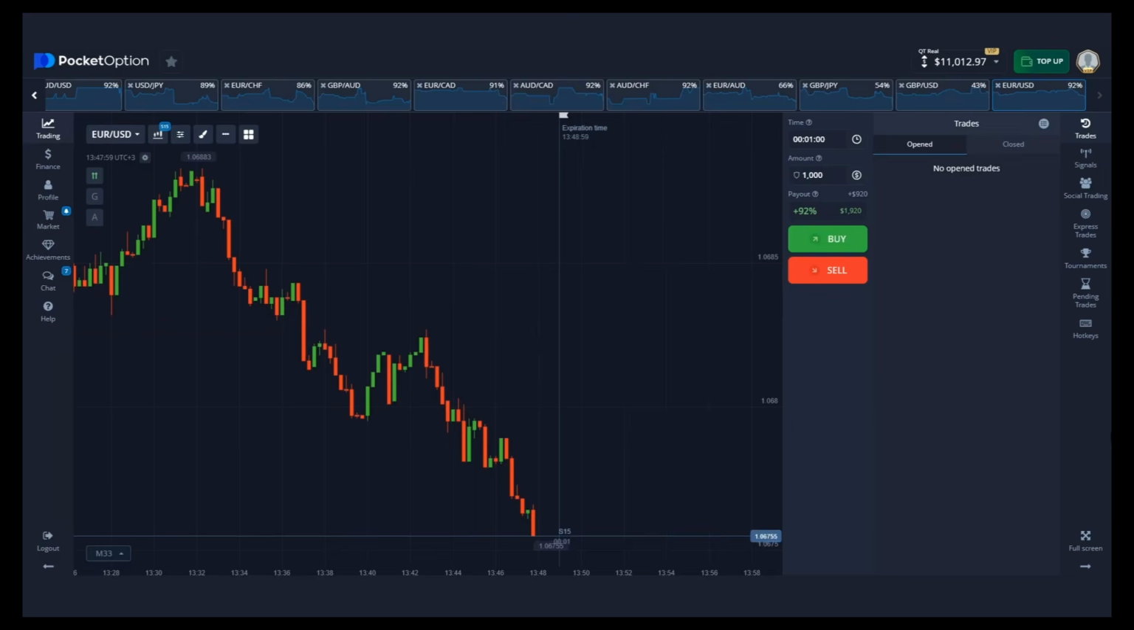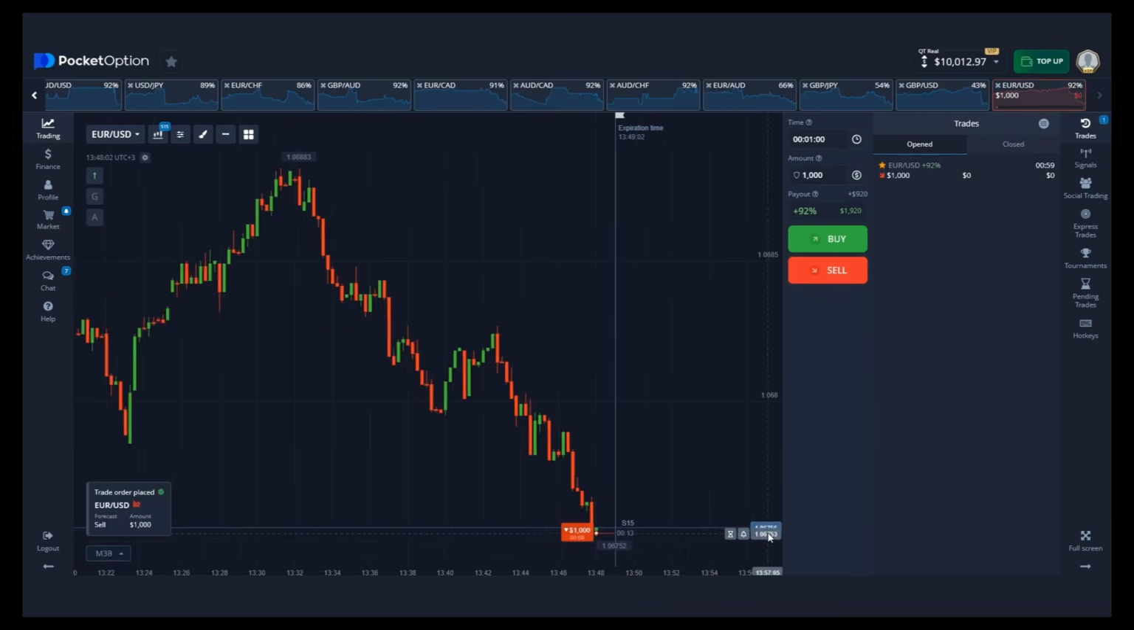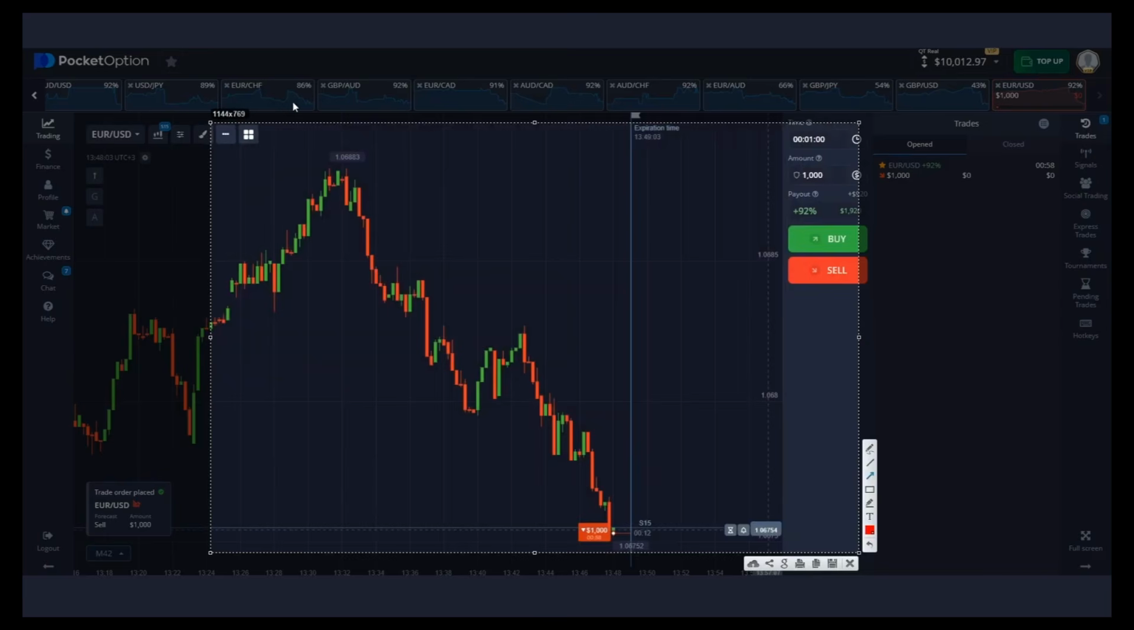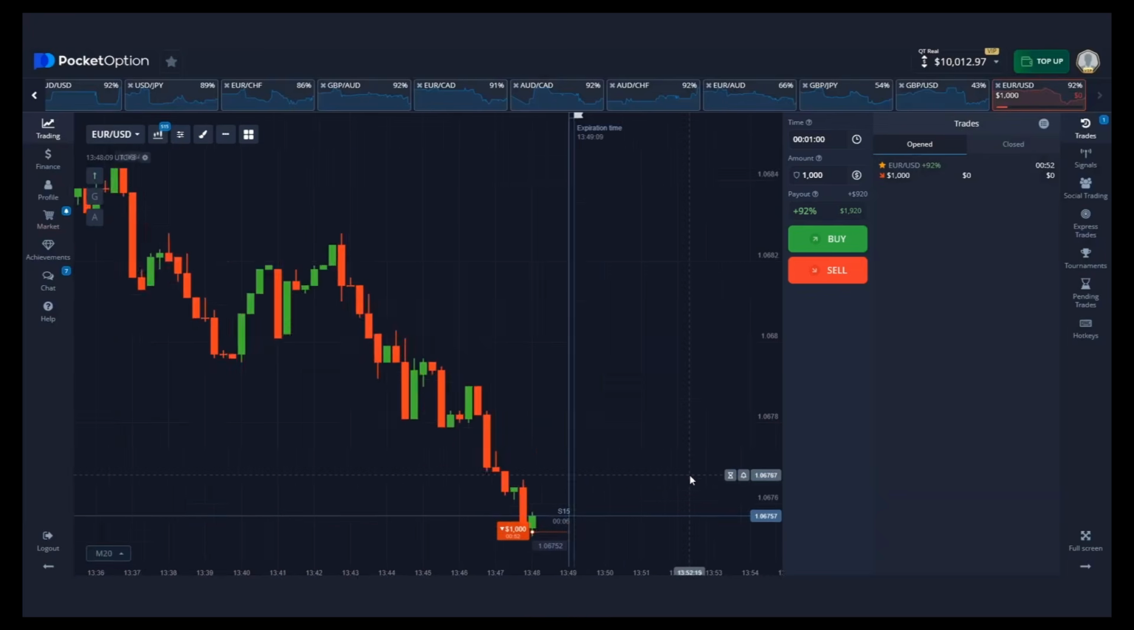I get a sell signal and open a sell trade right from here according to the trend movement. As you can see, the currency pair is simply going down, and accordingly, according to the trend, there should be no questions. There should be no question about the trend.